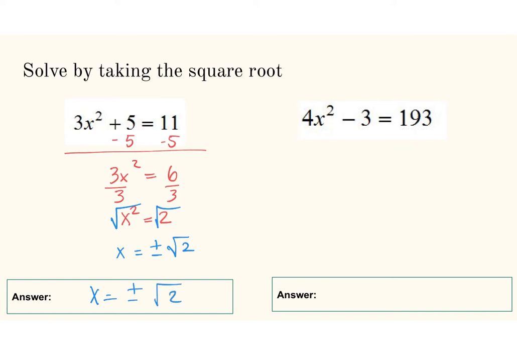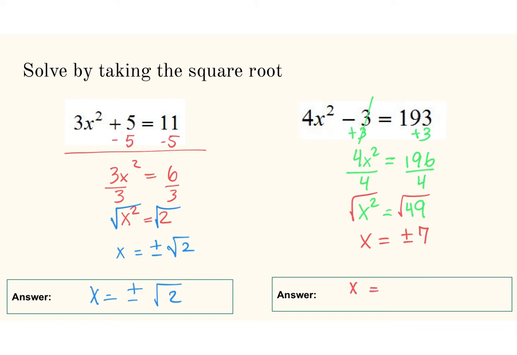So again, we can find the answers by isolating x squared. So I will add 3 to both sides, leaving me with 4x squared equals 196. Then I'll divide both sides by 4. So x squared is equal to 49. Again, we want to take the square root. So in this case, we're left with x equals plus or minus the square root of 49, which is 7. So in this case, I do get a nice whole number.